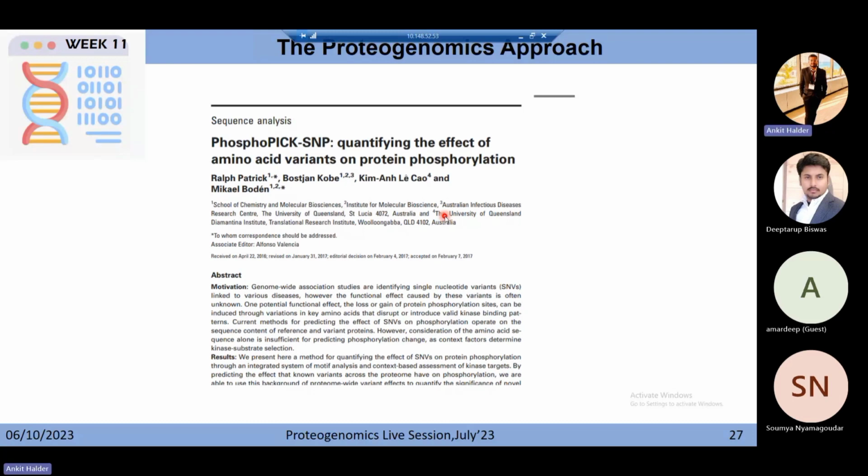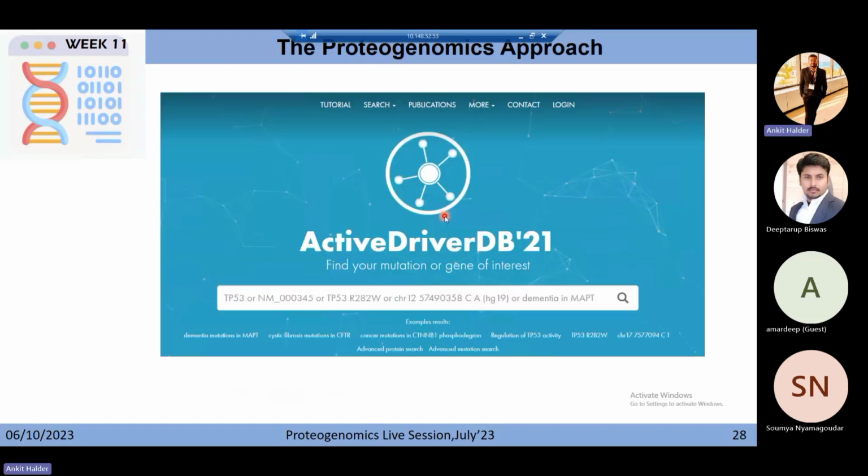So this is phospho-peak SNP, which quantifies the effect of amino acid variants on protein phosphorylation. The GWAS is also one kind of paper. Since we are looking at the proteogenomics approach, these two technologies become very crucial and important for us to understand. It also helps us understand, at the major level for kinases, the effect of SNPs and single amino acid variants.